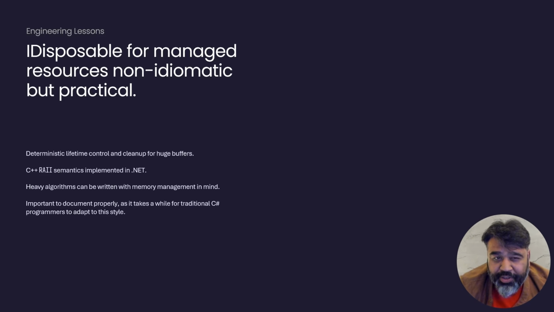IDisposable, which was originally introduced for managing unmanaged memory resources, our usage is a bit different, but it's definitely practical because it's giving us deterministic control over the lifetime of our objects, especially larger buffers. And then the way it's been implemented with SpawningPool and memory balancing and heuristics, it's quite semantically close to the C++ RAII concept. And so we were able to implement some of that in .NET, which is cool.